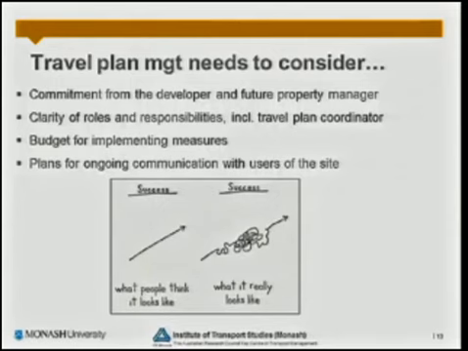And one of the challenges is we often think that success is a linear process. In reality, there's a lot of things that happen along the way. And what we were trying to do was look at what is the success of some of these travel plans that have been undertaken at different residential developments.